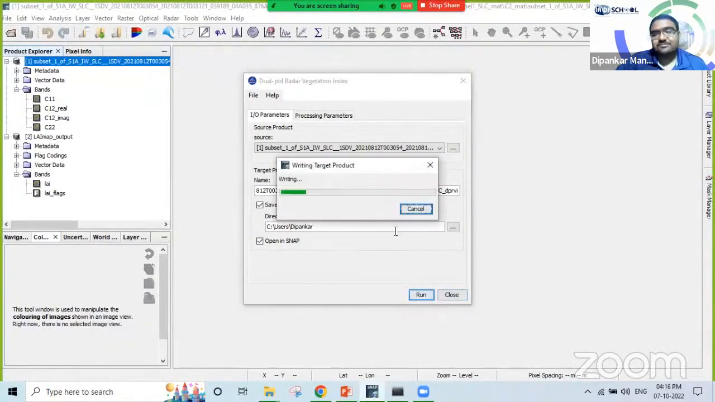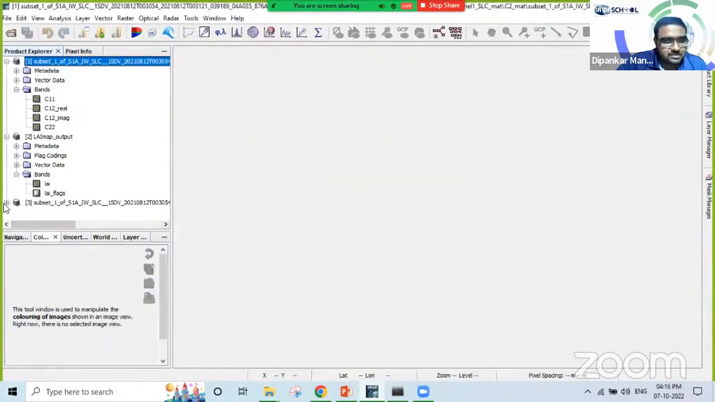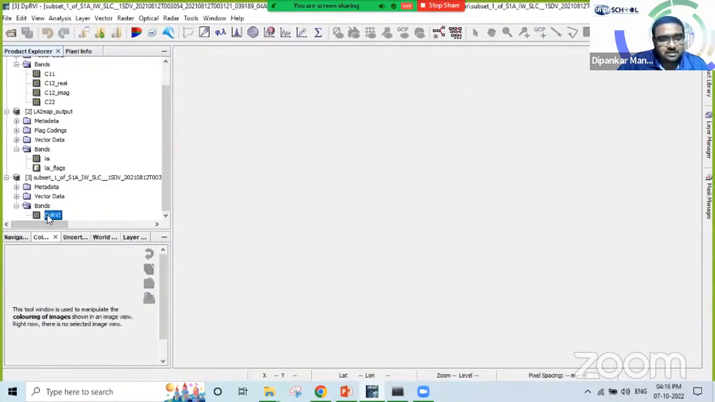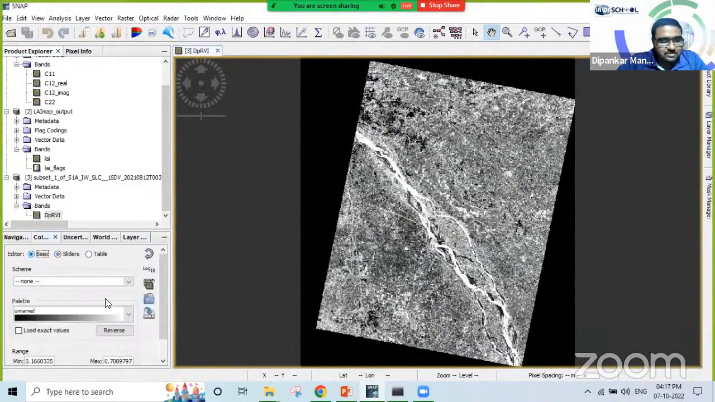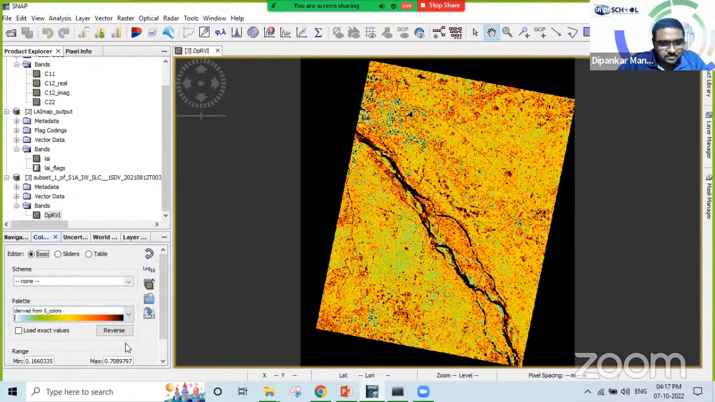This is a very fast computation on the system because there is a very limited number of processing steps involved in these indices. So now it has already been generated. Close it, and then open this band. You can see there is an option, DPRVI image of that particular day, and you can see the grayscale image, and then you can change it to different colors to check the different options.